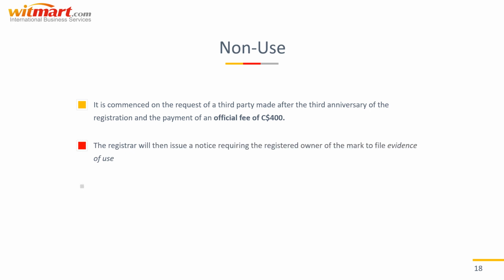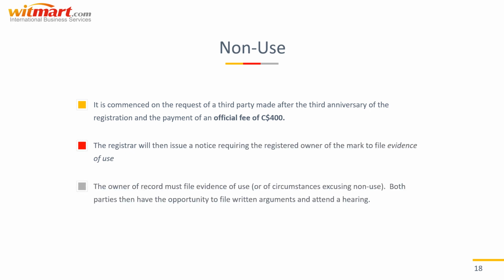Can a mark be canceled for non-use? If so, what term of non-use applies, and what is the procedure for cancellation? A registration in Canada can be expunged for non-use. The summary expungement procedure is an administrative procedure under Section 45 of the Trademarks Act, also known as cancellation procedures. It is commenced on the request of a third party made after the third anniversary of the registration and the payment of an official fee of $400.